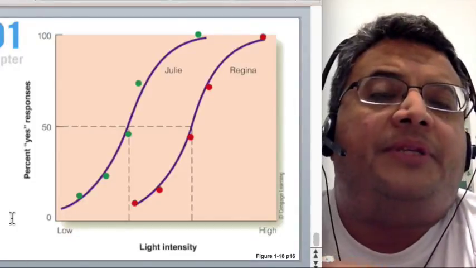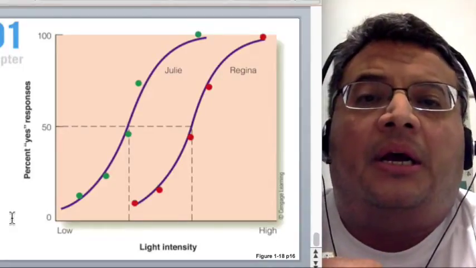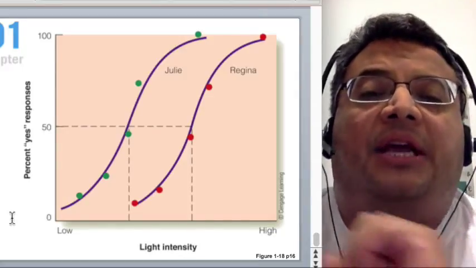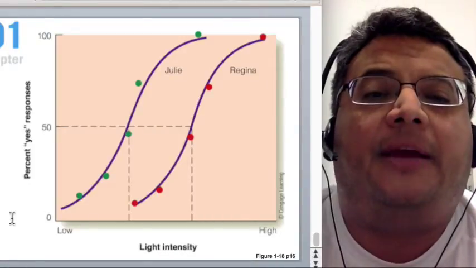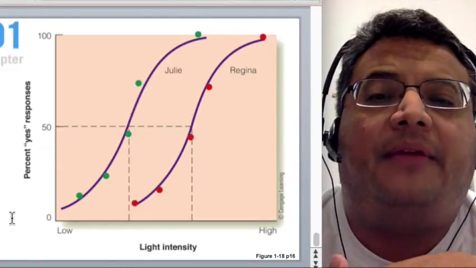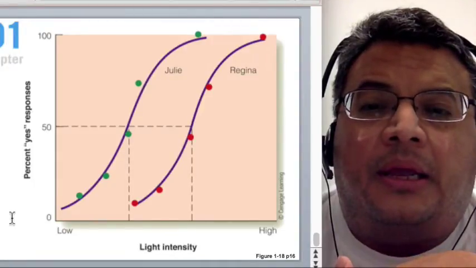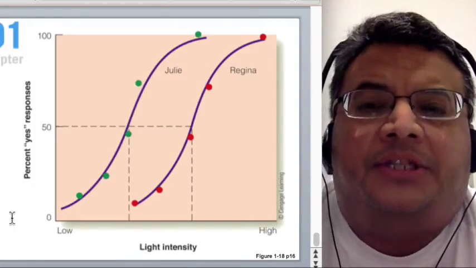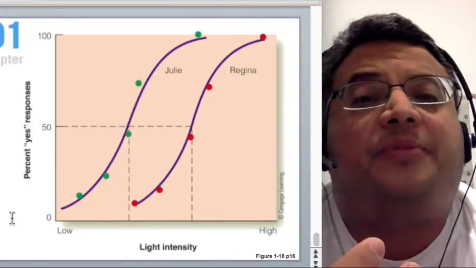You would think that it would be the same for everybody, but it's not. In this case, it looks like Regina is less sensitive to light, right? It takes a higher intensity of light, I should say, for her to perceive it. And Julie looks like it takes a lower intensity of light, right? But the question you want to ask is: is Julie really more sensitive to light than Regina, or is she a more liberal responder, right? So the way you would assess that is how many false positives did she have, right?